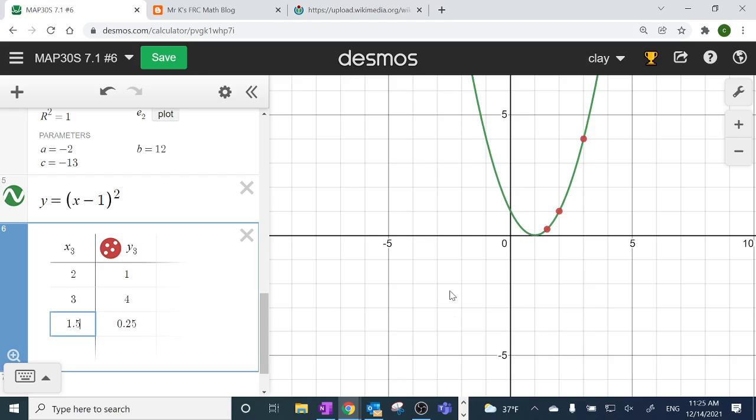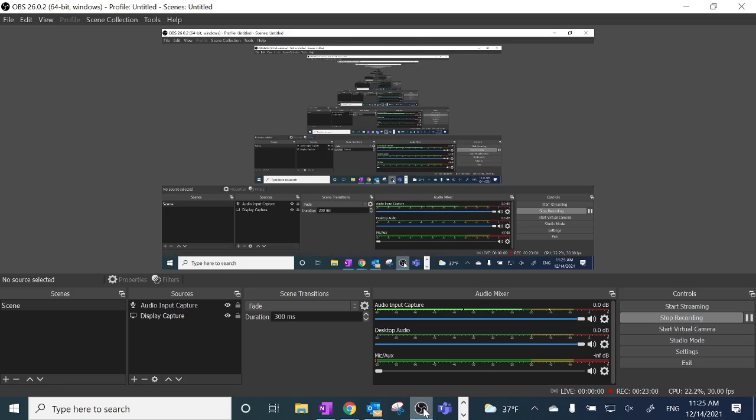Okay, so anyway, that's all I wanted to do with that question 6. I just wanted to play with it a little bit. So I'm going to end the video here. So this video, I'll title it, How to Do Regressions on Desmos and TI using number 6 of chapter 7, 7.1.